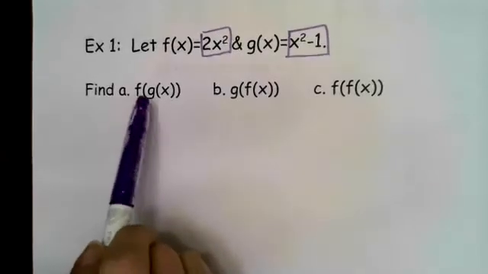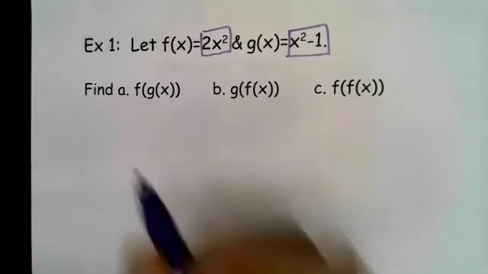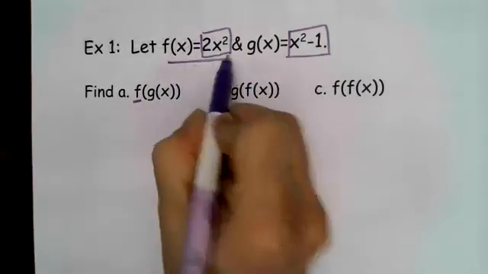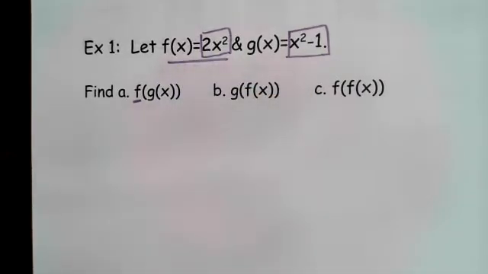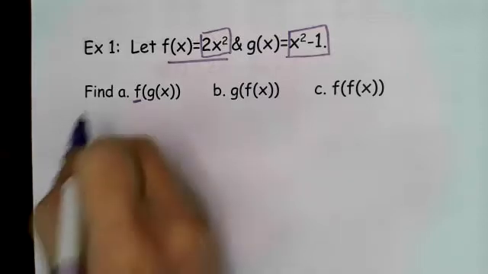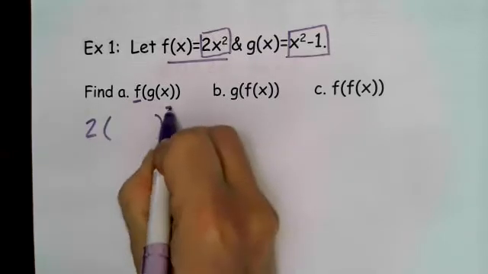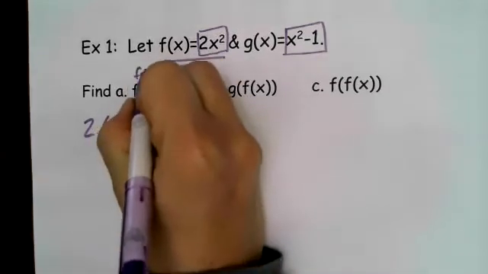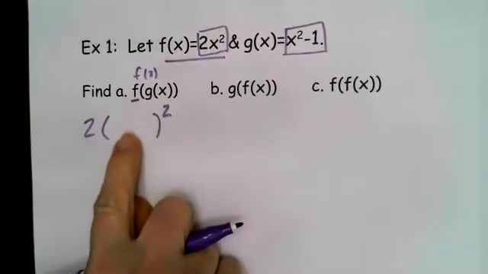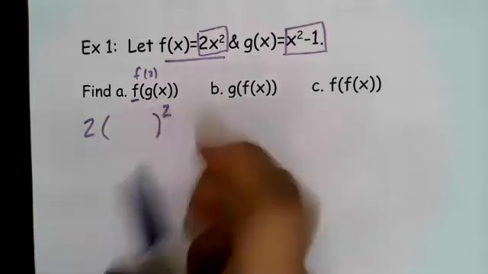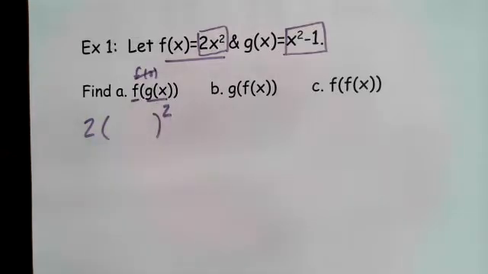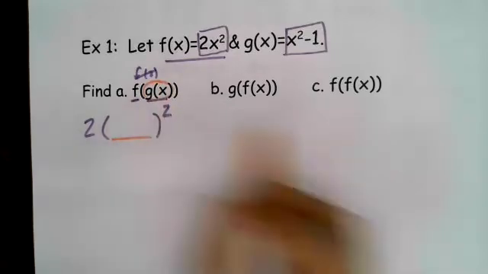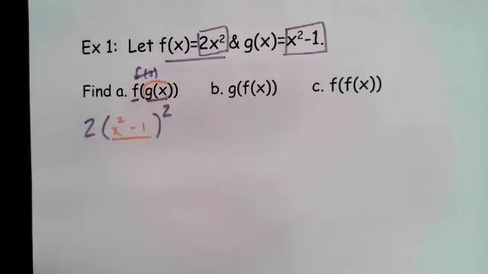So f of g of x always starts with the outside function. So I'm going to start with my outside function, which is f. And f of x is 2x squared. So I'm going to write this function, but instead of writing the letter x, I'm going to put a parenthesis for my placeholder. So 2 times the parenthesis squared. Right, so if I wanted to find f of 2, then I would plug a 2 into this place where the x was. But I'm not finding f of 2. I'm finding f of g of x. So I'm going to take in this whole space the entire g of x function, which is x squared minus 1.